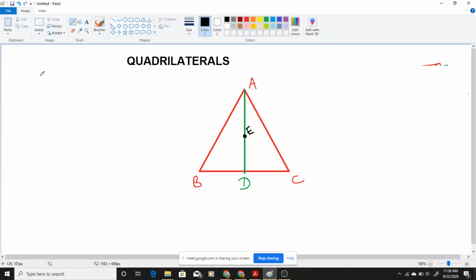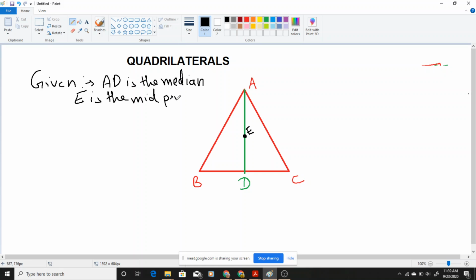See, I am writing the given part for you, so you will be able to solve here. What is given to us? AD is the median. This is the first thing. Then E is the midpoint of AD. E is the midpoint of AD.